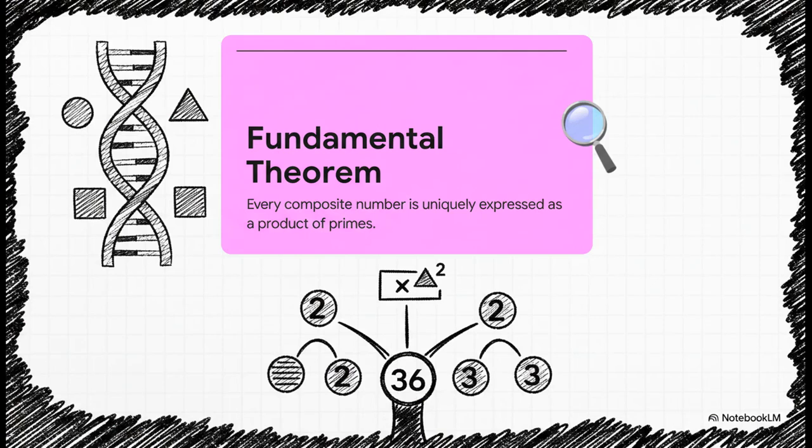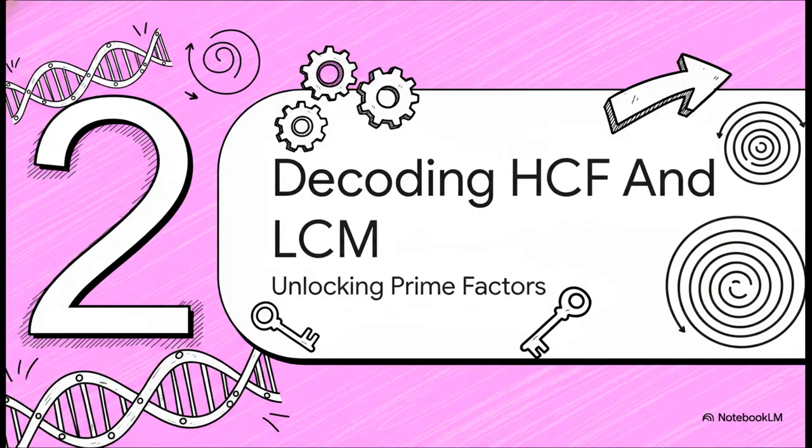So, the fundamental theorem of arithmetic basically tells us that every single composite number can be uniquely expressed as a product of prime numbers. Think of prime numbers as literally the DNA of mathematics. Just like genetic code, you can break down any number into its prime factors. Take the number 36, for example. It's simply a unique combination of 2's and 3's. Specifically, 2 squared multiplied by 3 squared. And no matter what order you multiply them in, that specific combination of primes is the unique genetic signature of 36.